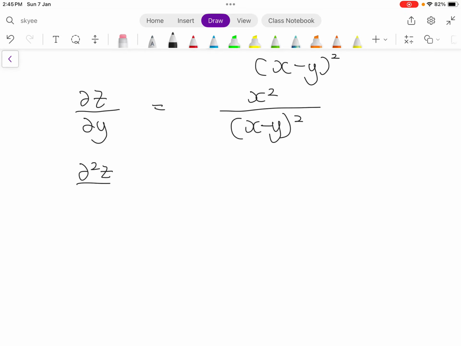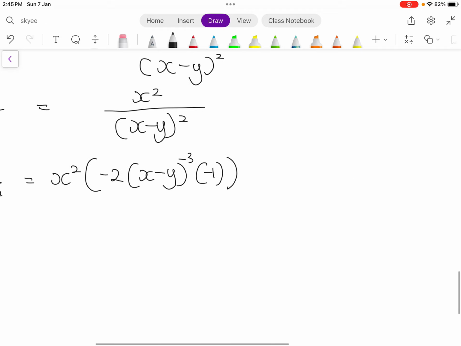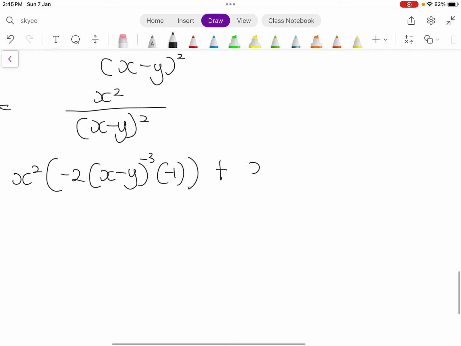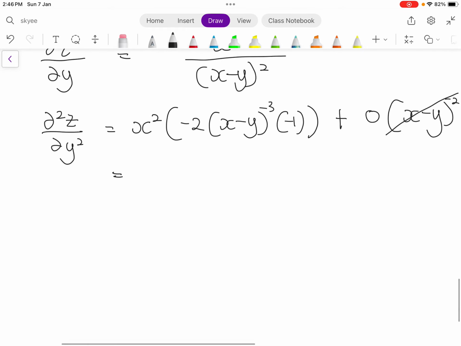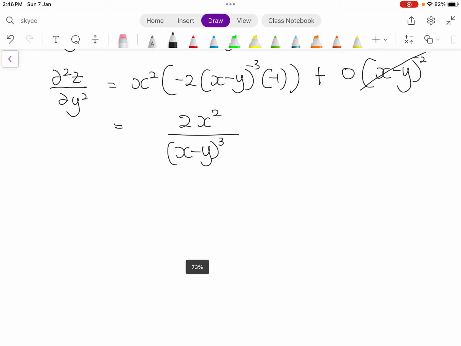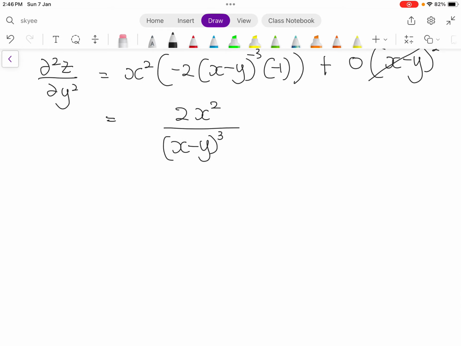So the del squared z over del y squared will be x squared, negative 2, x minus y to the power negative 3, negative 1. And for the y, this one will be 0, x minus y to the power negative 2. So this one will become 0, so we focus on this as 2x squared over x minus y to the power 3. Right, so now we put it into the equation that the question asks us to prove.